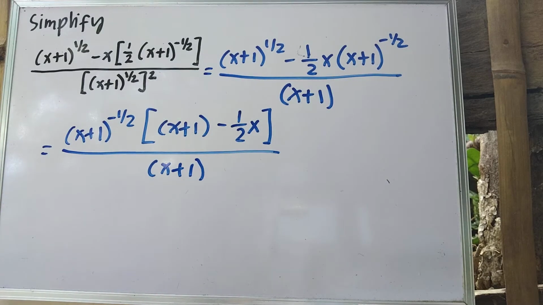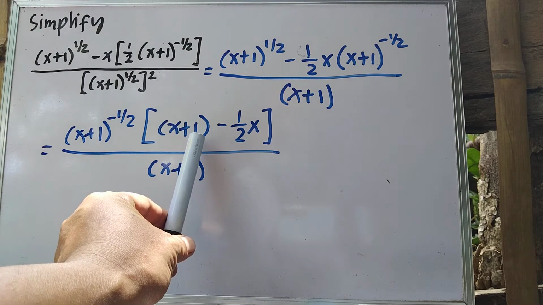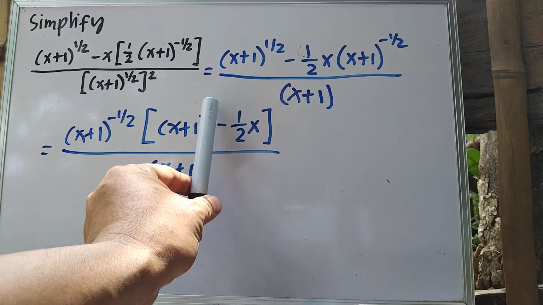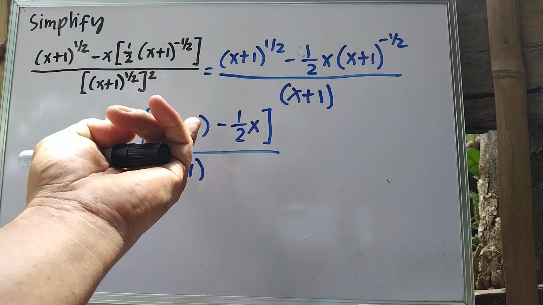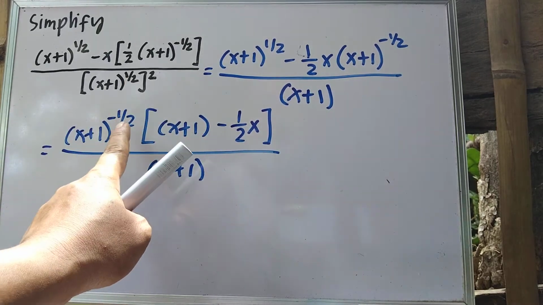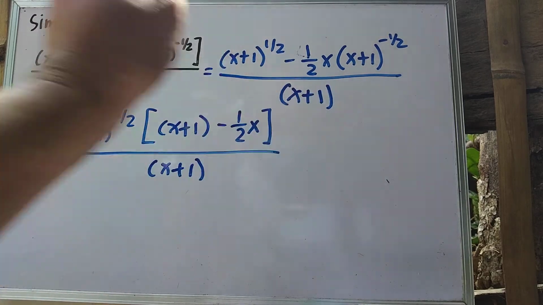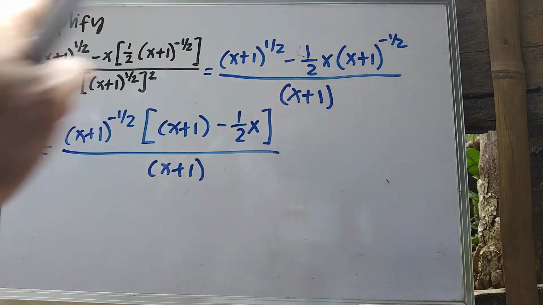Okay, can you follow? Again, why is it only x plus 1 here? Because there is an exponent of 1 there, no? They have the same base, x plus 1. If we add their exponents, negative 1 half plus 1, that is only 1 half, no? Or, shall we say 1 minus 1 half, it is only 1 half there.